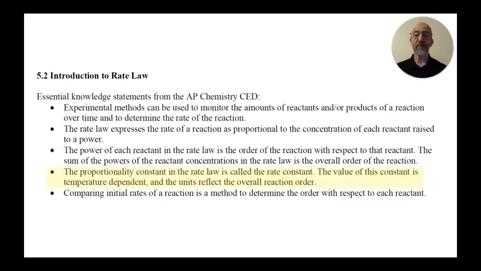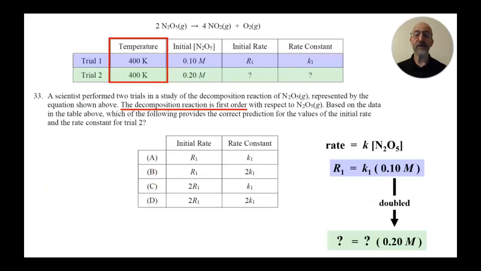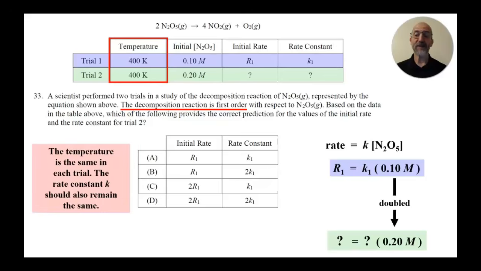Now in topic 5.2, Introduction to Rate Law, it says that the rate constant is temperature dependent. So what does that mean? It means that if you change the temperature, then you can change the value of the rate constant. But that's not what happened in this experiment. So because the temperature is the same in each trial, then we know that the rate constant K should also remain the same. So now I can go ahead and eliminate choices B and D because they say that the rate constant is doubled, and that's incorrect.